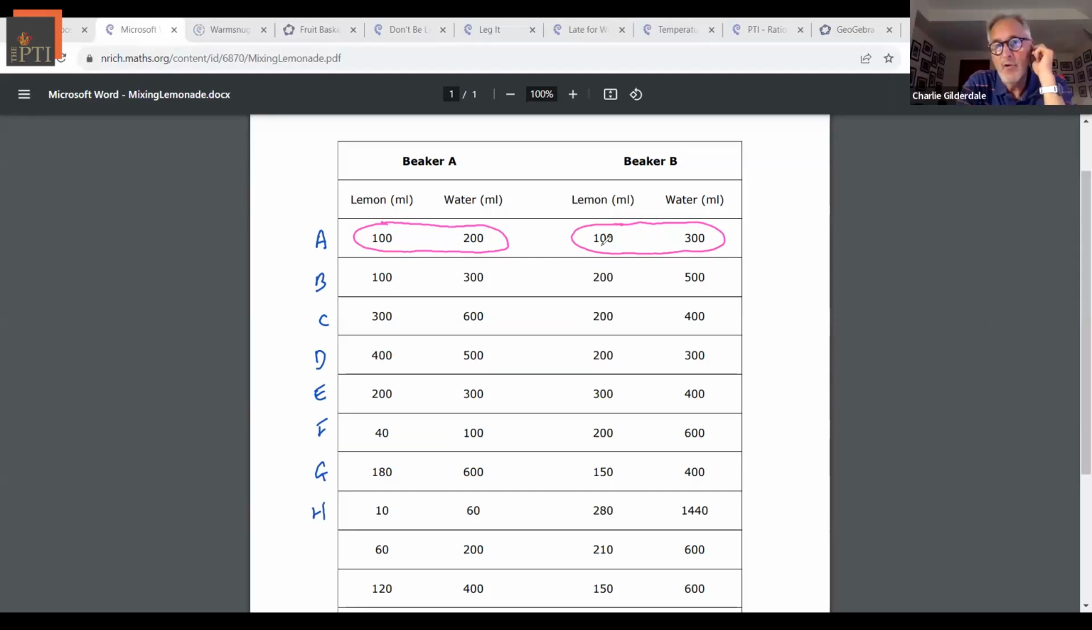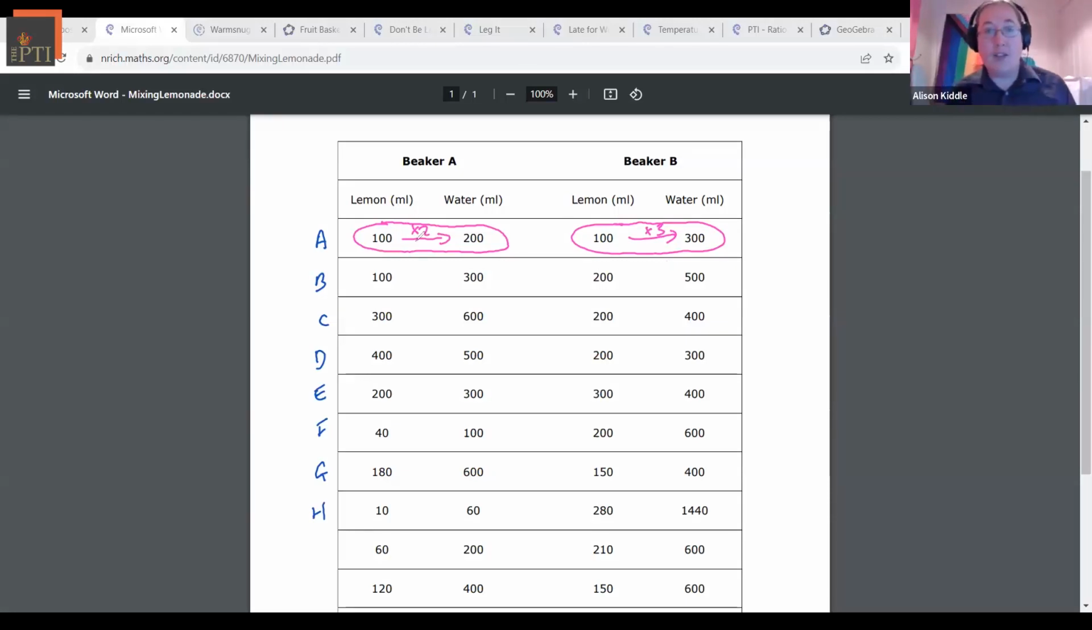For A, I've got twice as much water as I have lemon in beaker A, but 3 times as much water in beaker B. So beaker A will be stronger. So you're thinking within the beakers rather than across the beakers.